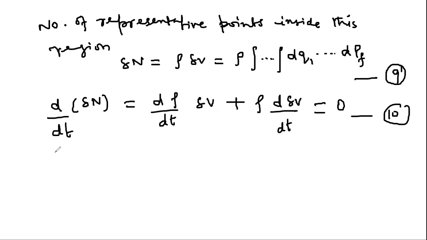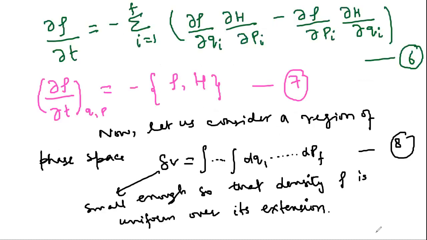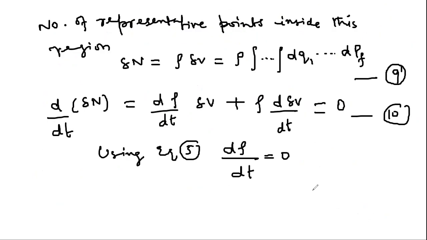Now this derivative has two terms. Using equation 5, that is Liouville's theorem, we already know the total derivative of rho with time is 0. So the first term is 0, as we know from equation 5. We have already established it. So for d by dt of delta n to be 0, the second term has to be 0.